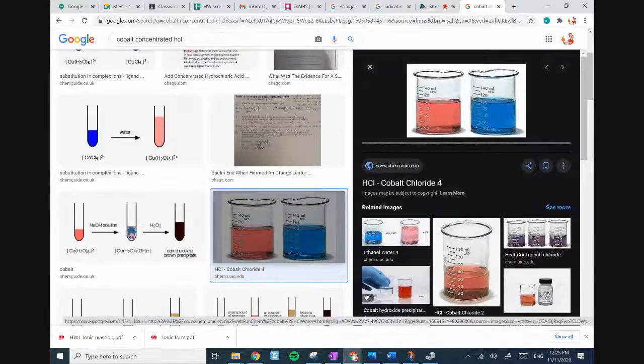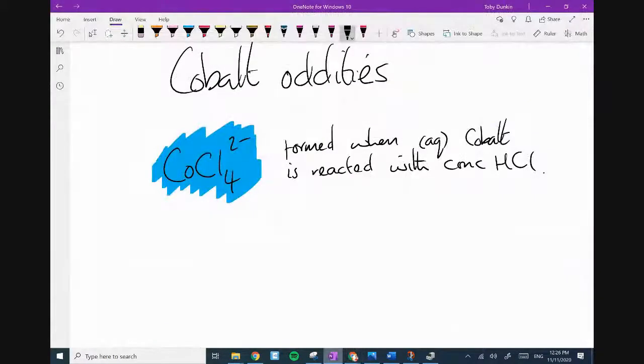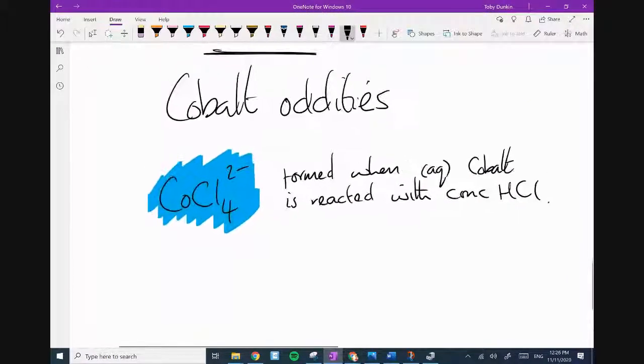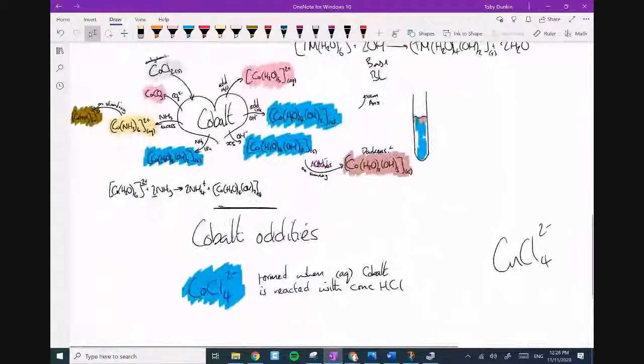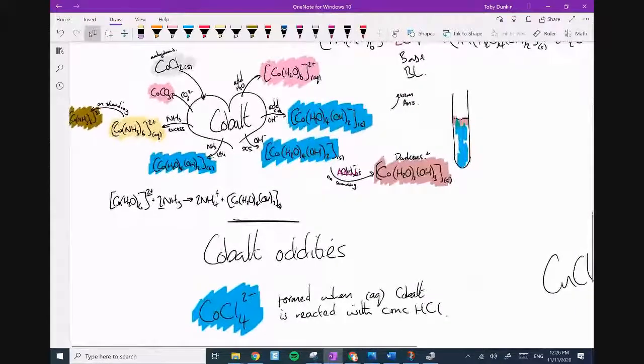It's not dark enough to be the ink blue of copper when it's got the tetraammine diaqua complex. But in this case, it's a beautiful blue, crystal clear as well. Really, really lovely. It's one of my favorite colors, the cobalt chloride complex. And that's all the oddities that you need to know. So loads of blues for cobalt. They do like it.